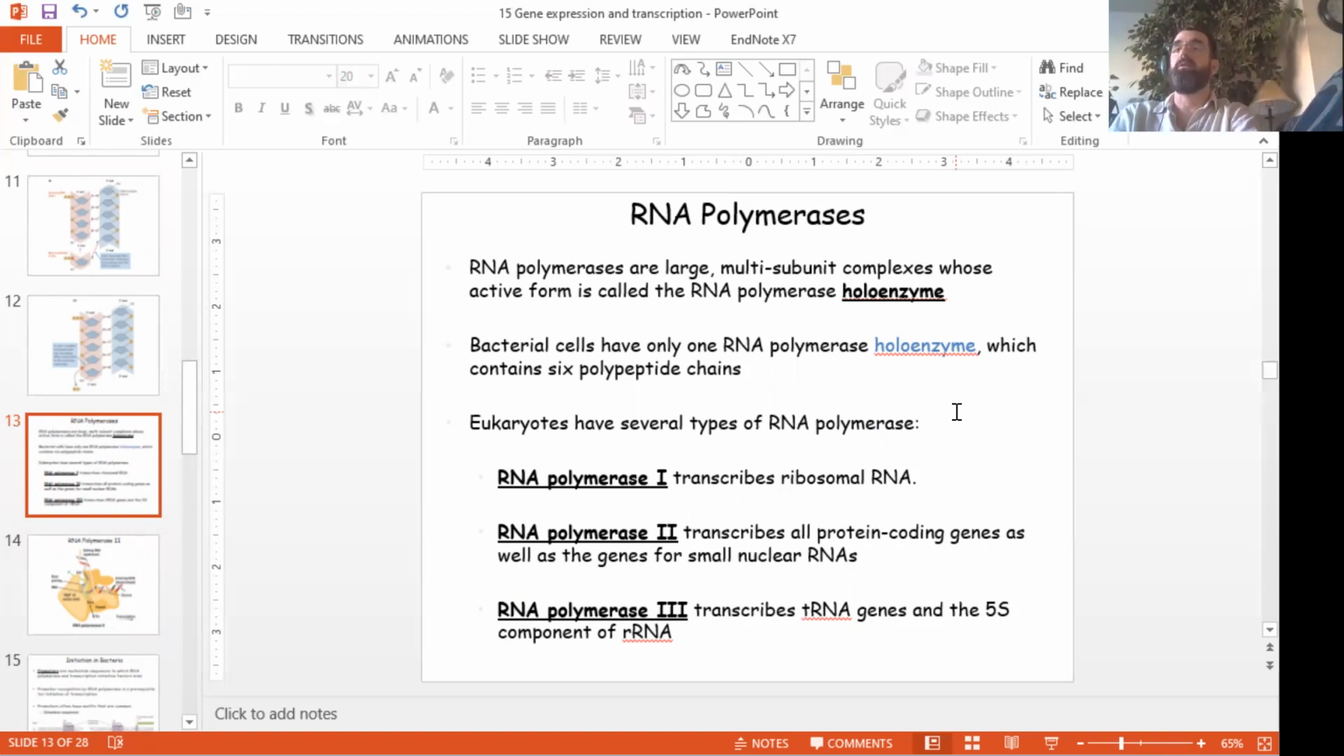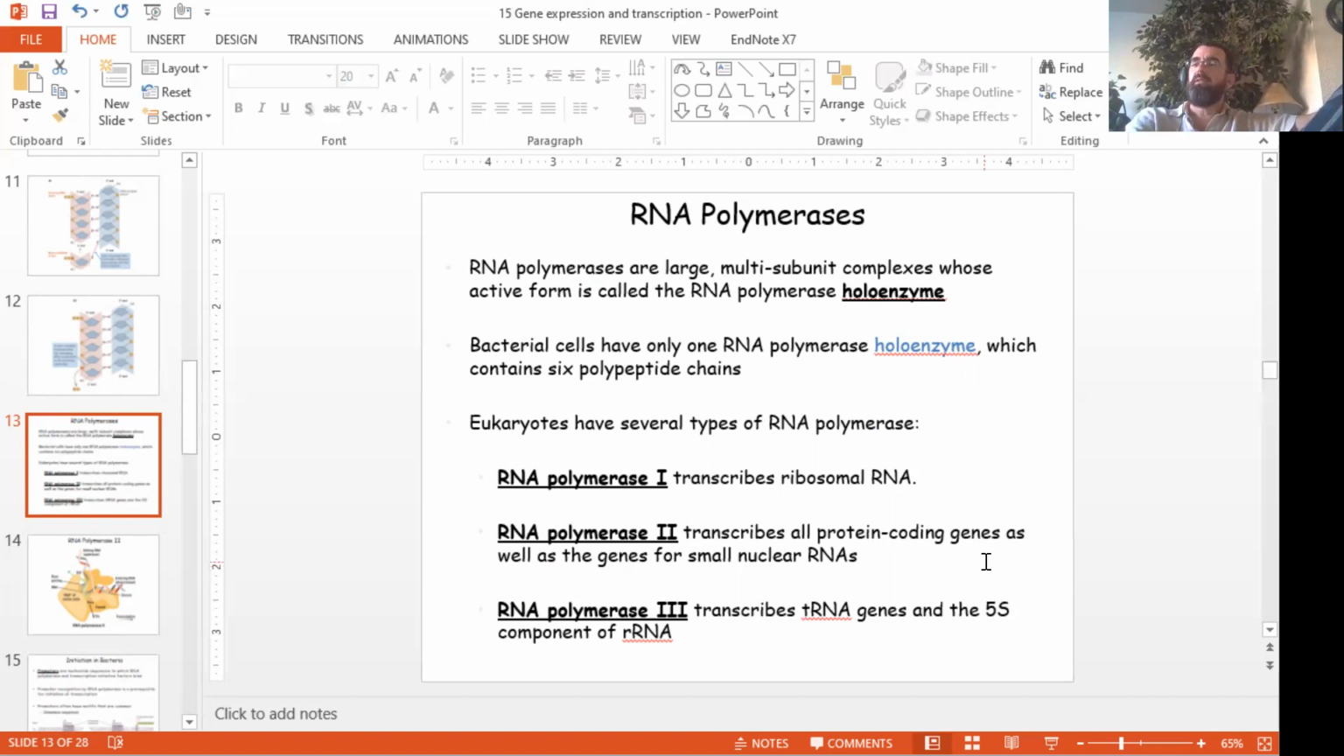It's not just a single protein or even a multi-subunit protein. It's a complex of multi-subunit proteins. And so in eukaryotes, we have 3 RNA polymerase complexes. RNA polymerase 2 does all of the protein coding genes. So that's what's responsible for making mRNA, as well as some small nuclear RNAs.